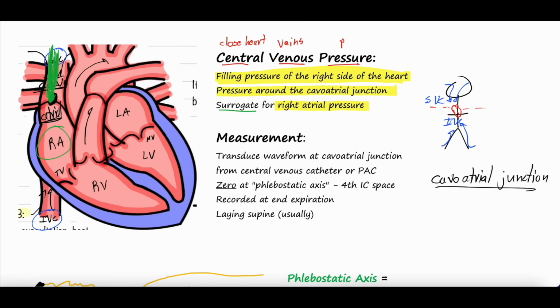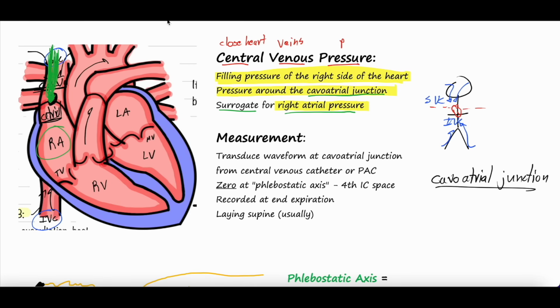So the central venous pressure is at the cavo-atrial junction, right? Cava being superior vena cava, atria being right atria, and the junction of the two. And it's a surrogate for the right atrial pressure, or the filling pressure of the right side of the heart, aka the pressure in this area when blood is flowing into the heart.